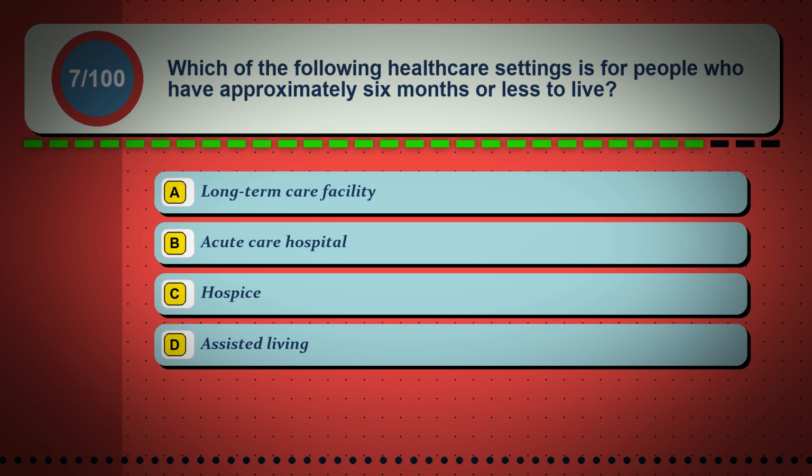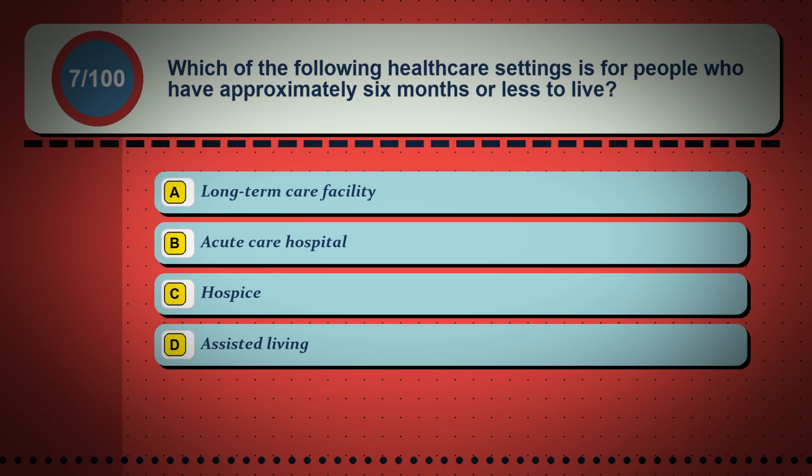Question 7. Which of the following healthcare settings is for people who have approximately 6 months or less to live? Option A, long-term care facility. Option B, acute care hospital. Option C, hospice. Option D, assisted living.